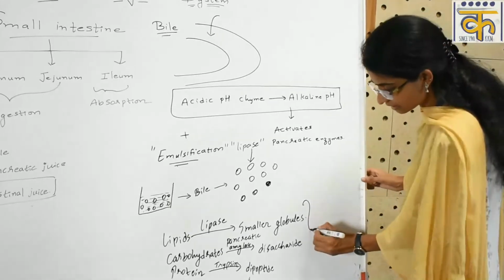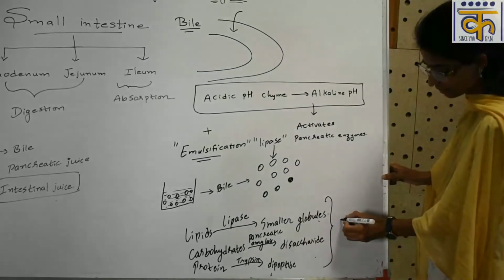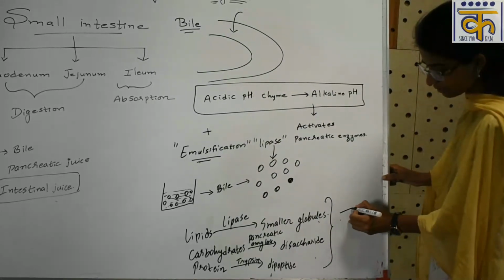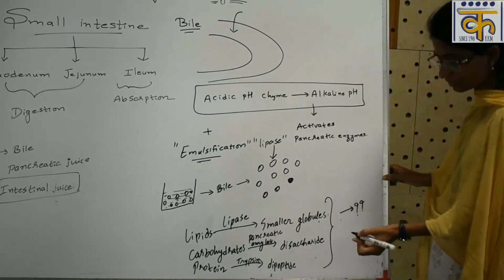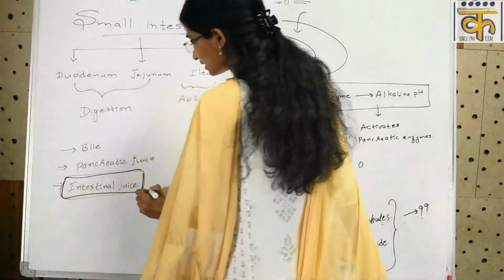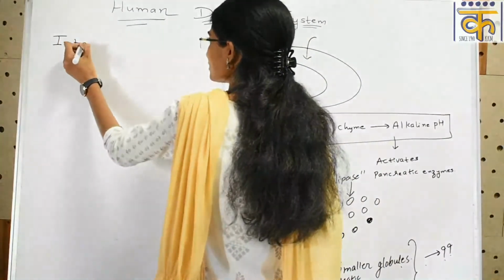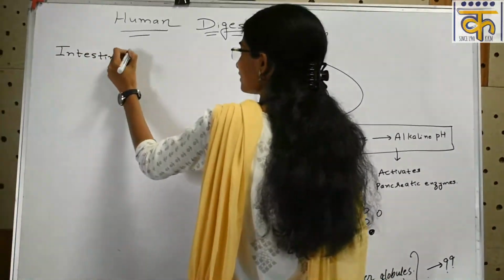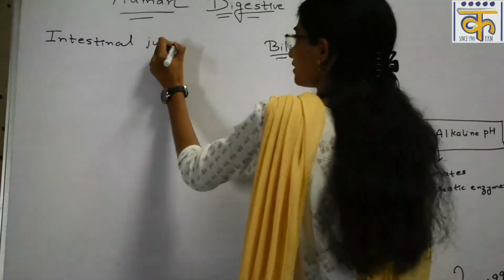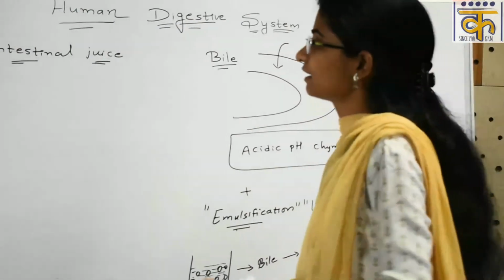Now still you can see these are not completely digested and converted into absorbable forms. So further they have to be broken down still. So how will they be broken down? They will be broken down with the help of intestinal juice. Intestinal juice is secreted by the intestinal walls. It is also known as succus entericus.